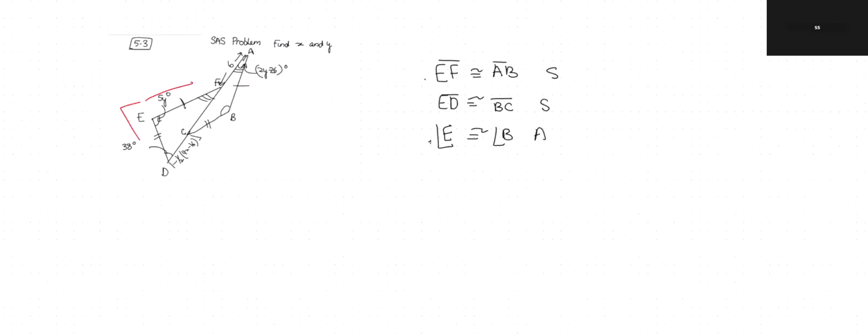So we can say that both these triangles are congruent by the SAS property, because AB is congruent to EF, it's given. BC is congruent to ED, and angle B is congruent to angle E. So with the SAS property of congruence, we can prove that these are equal.